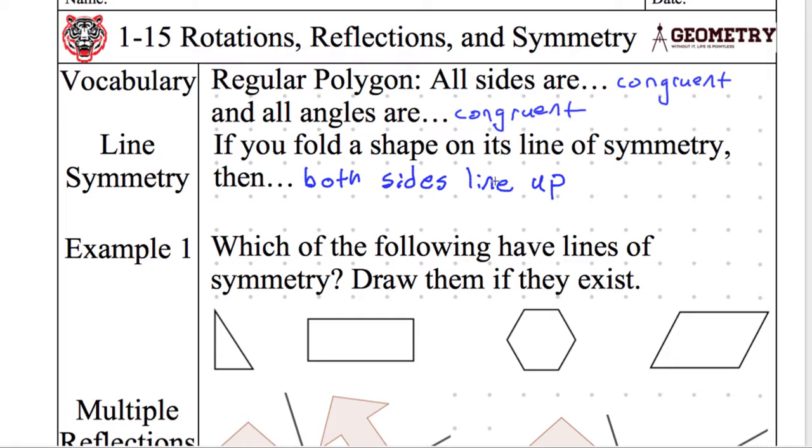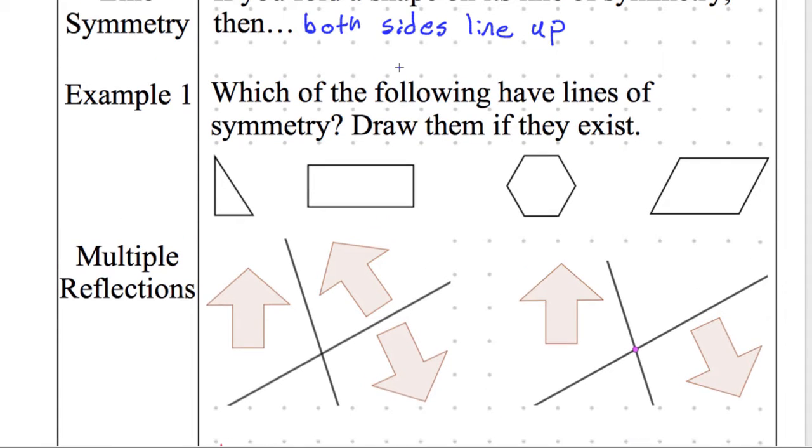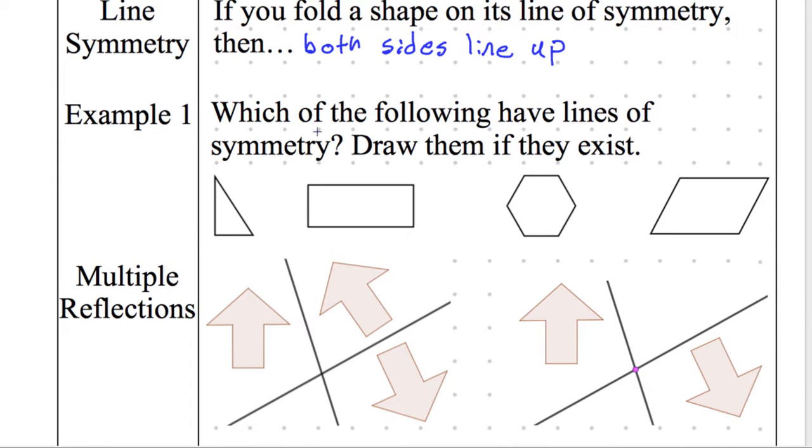All right. Both sides line up. And a more formal definition is that when I fold across the line of symmetry, the pre-image and image line up. All right. I'm just going to do my informal definition because I think more people will remember it. They just line up.